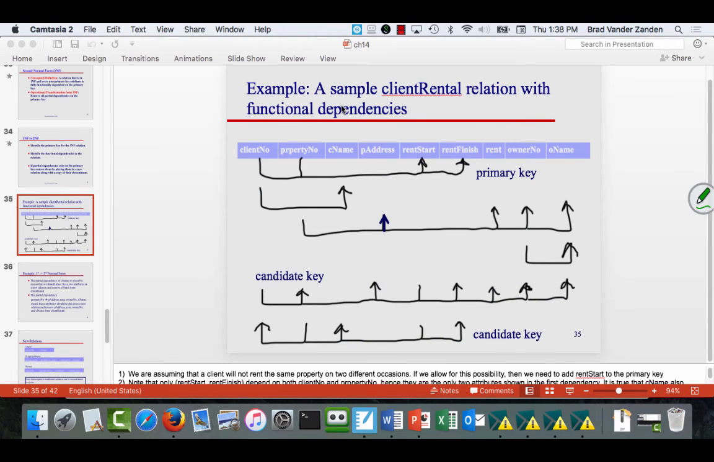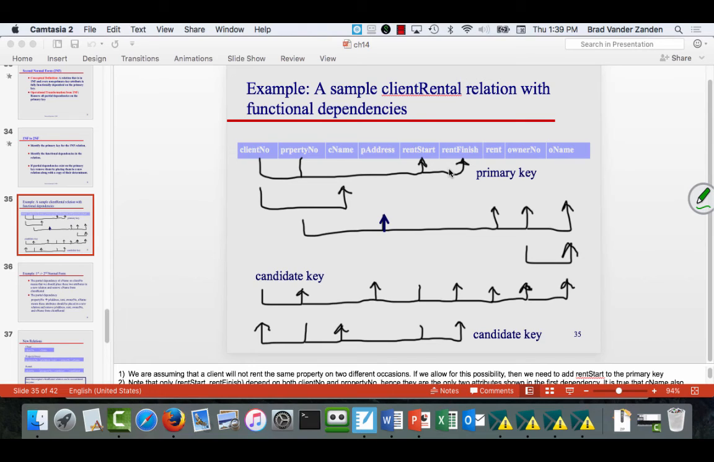So to illustrate, here's another sample relation. It's a client rental relation. So basically, it's showing a lease. Okay, so this is lease information. And we can identify a number of functional dependencies here. So the client number and the property number uniquely determine the start and finish of the rent.